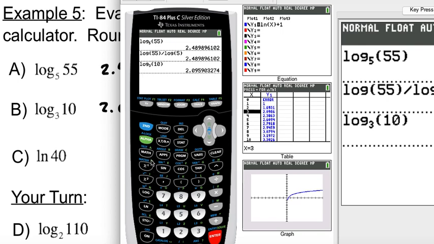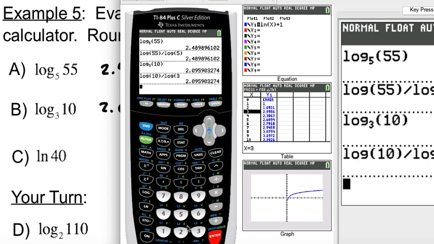Those of you whose 84 doesn't have one of those, not everyone has it, you'd have to do log of 10, end parenthesis, divided by log 3. And you are going to get the same answer, 2.0959.